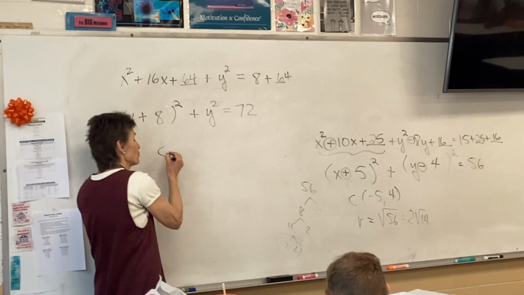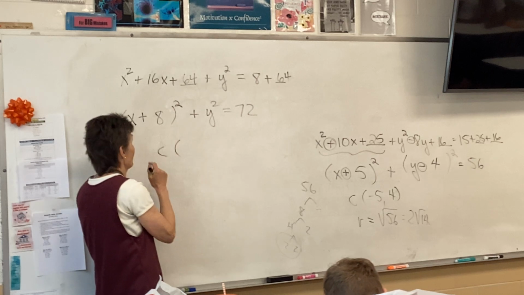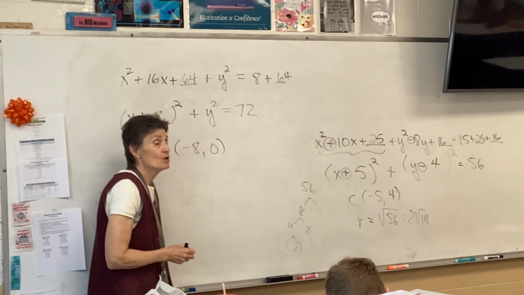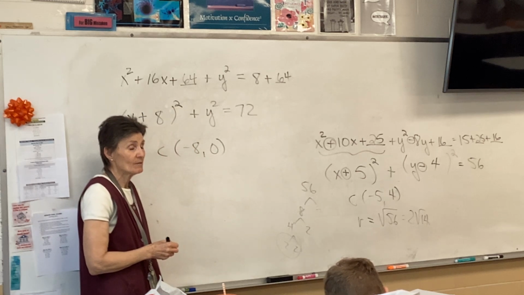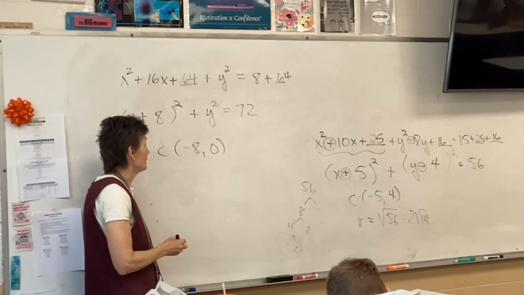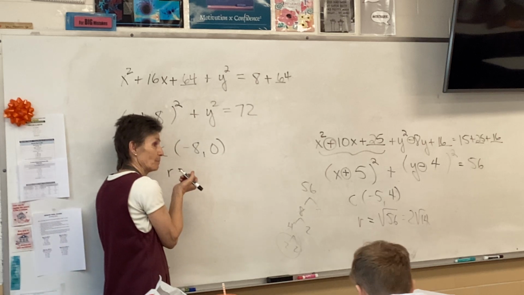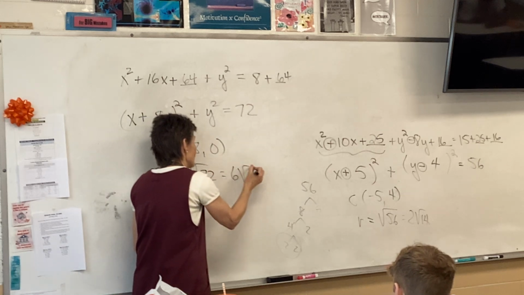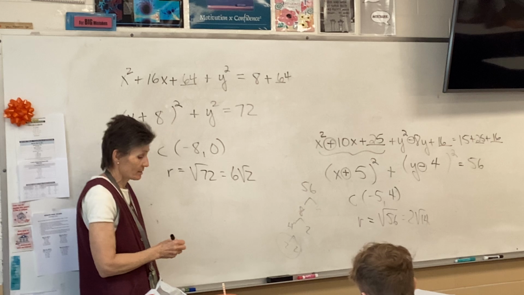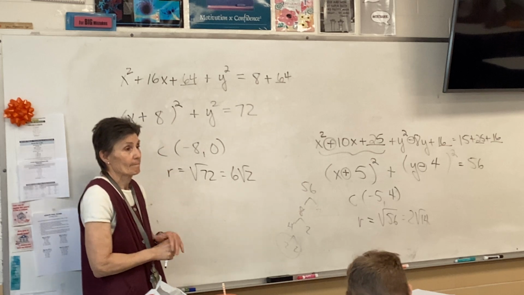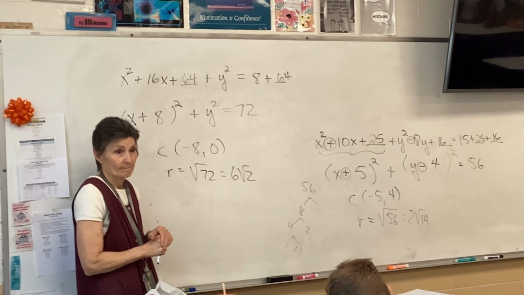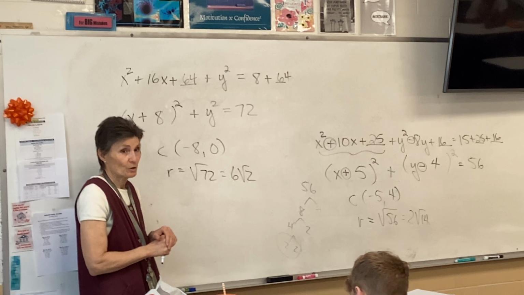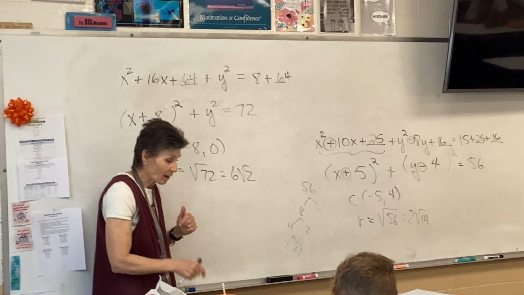Now, where's your center? Don't be confused. You know this. Where's the center? -8, 0. -8, 0. There is no other y to get added in there, so it just stays 0. And your radius is square root of 72, which is 6 root 2, because it's 36 times 2, is 6 root 2. Would you agree? Okay.